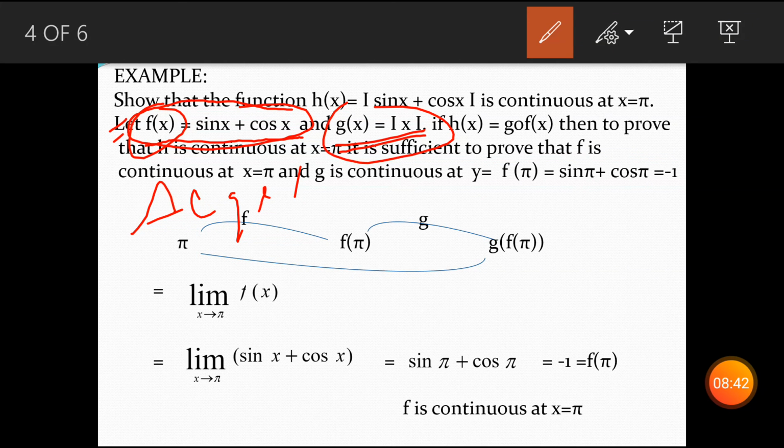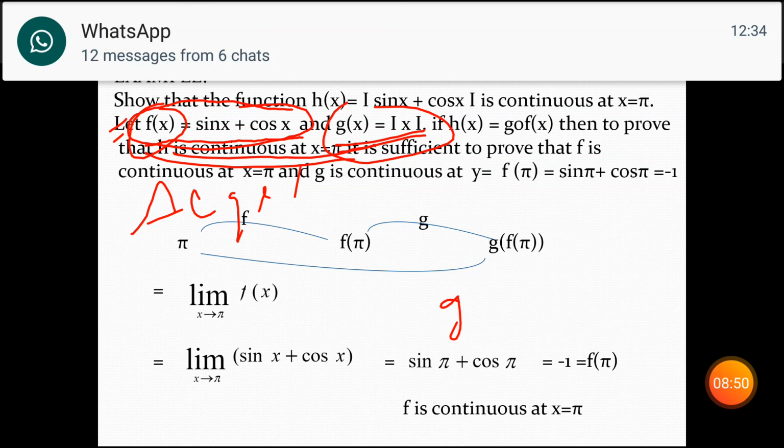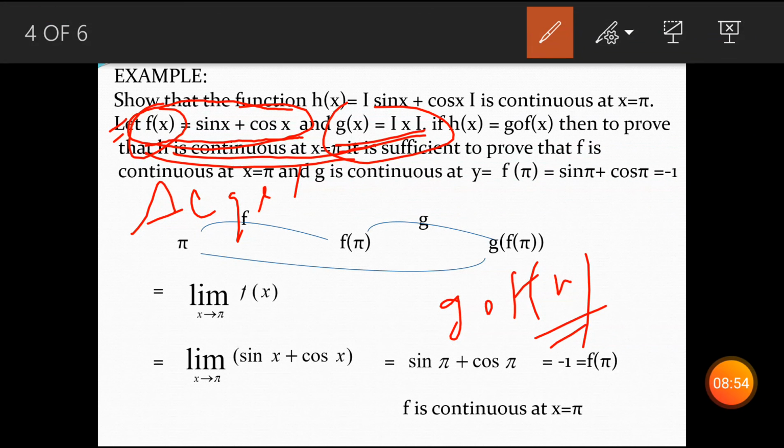So we want to prove that their composition is continuous. If we find their composition, it means if we consider (g o f)(x) is g of f(x). It means wherever the g function is, wherever there is x you put f(x). So what will this become?